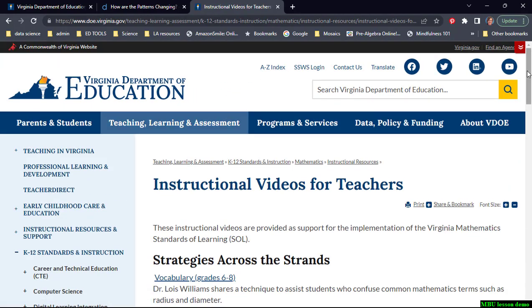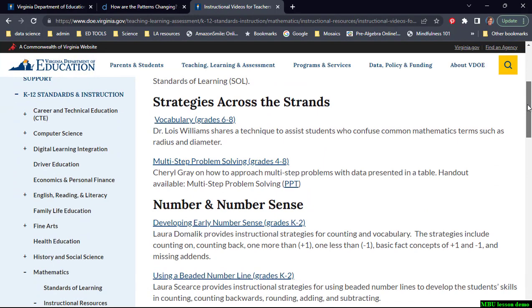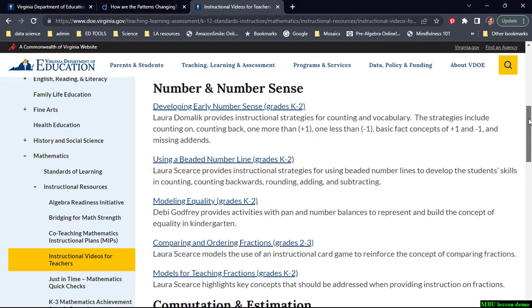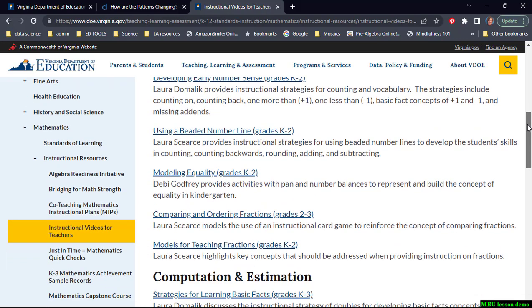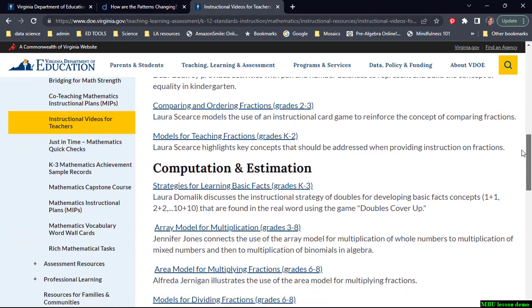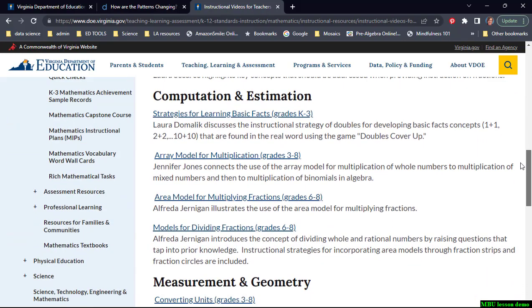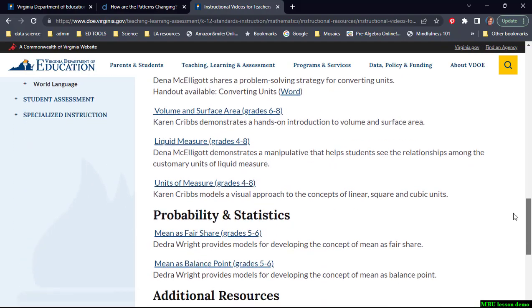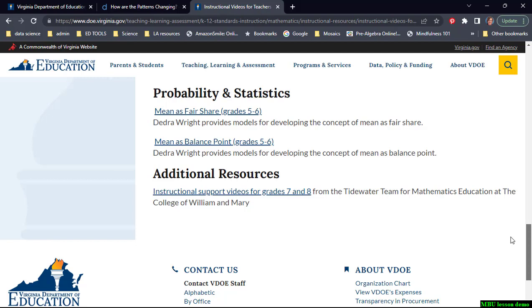Instructional videos. If there's a topic that you just don't quite know how to teach, or it doesn't quite make sense, under here you can go to all kinds of things. There's a whole presentation on multi-step problem solving. Vocabulary, and ways to use those vocabulary terms students might confuse. You can see here number sense in the lower grades, activities, computation and estimation, different strategies, and it keeps on going to all kinds of resources.